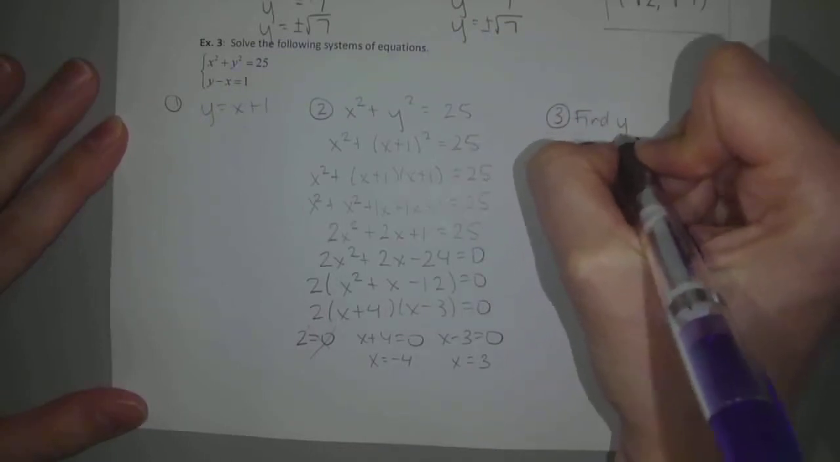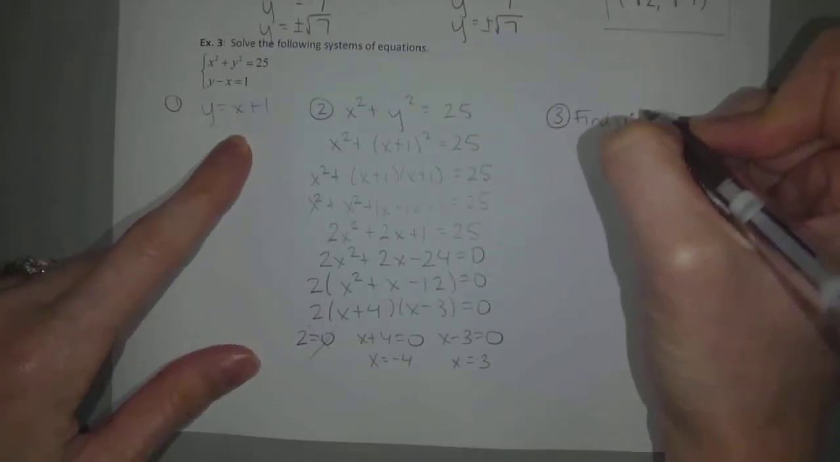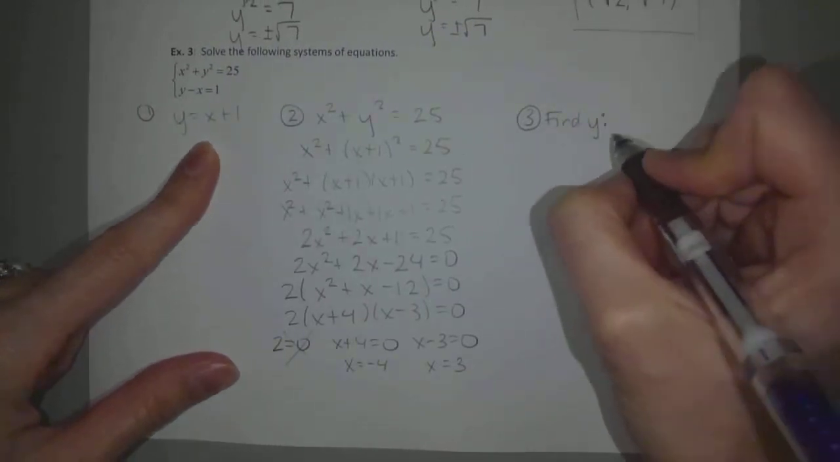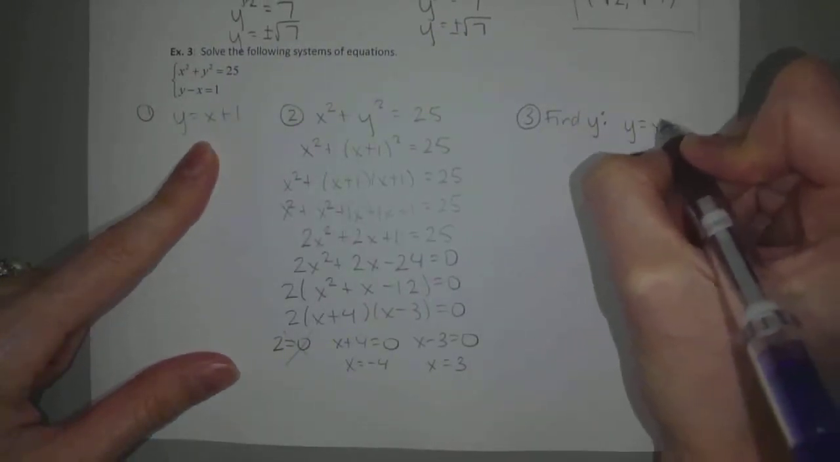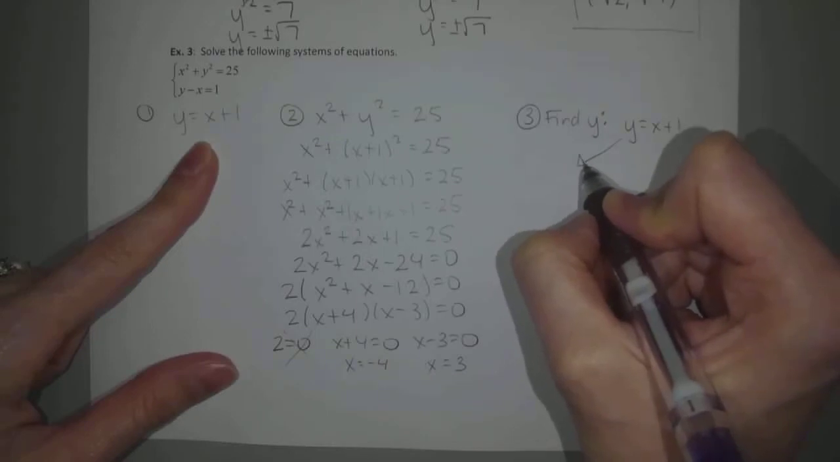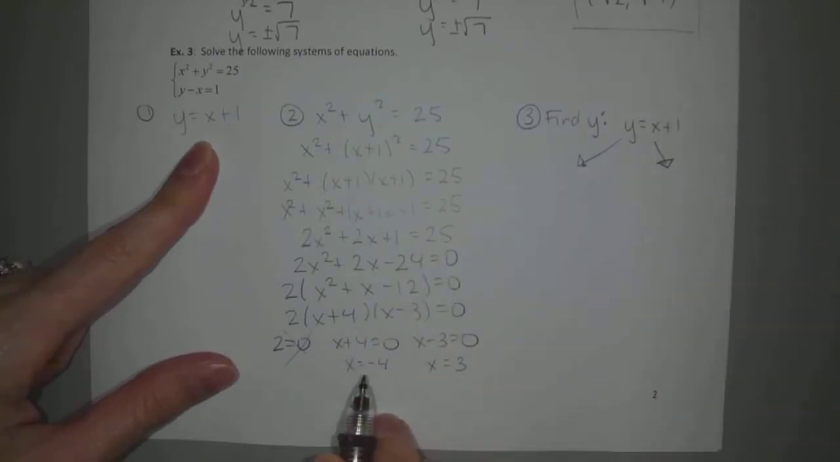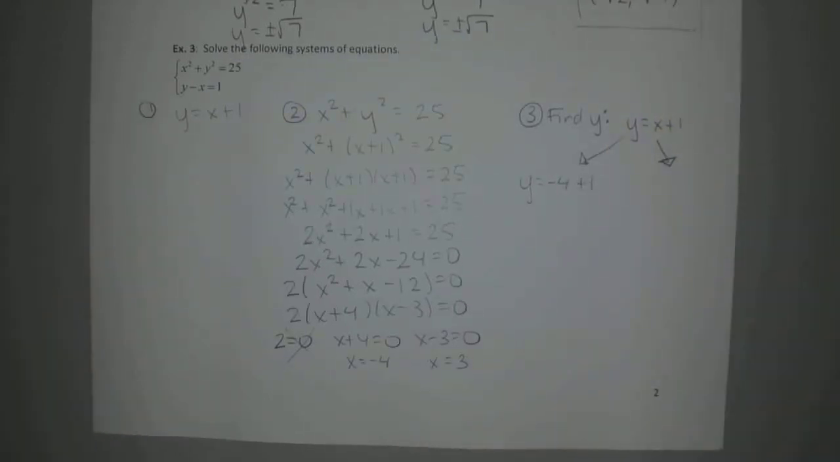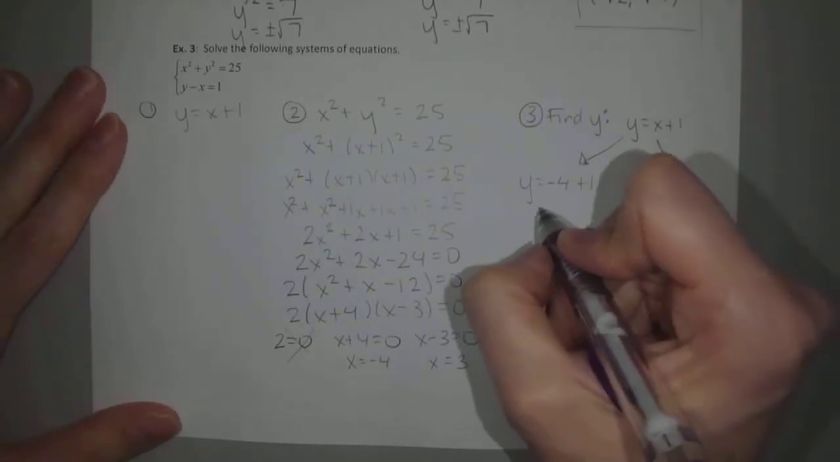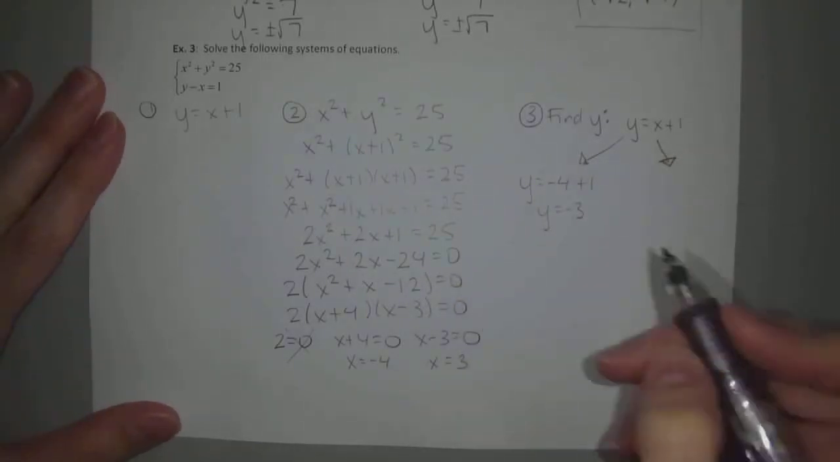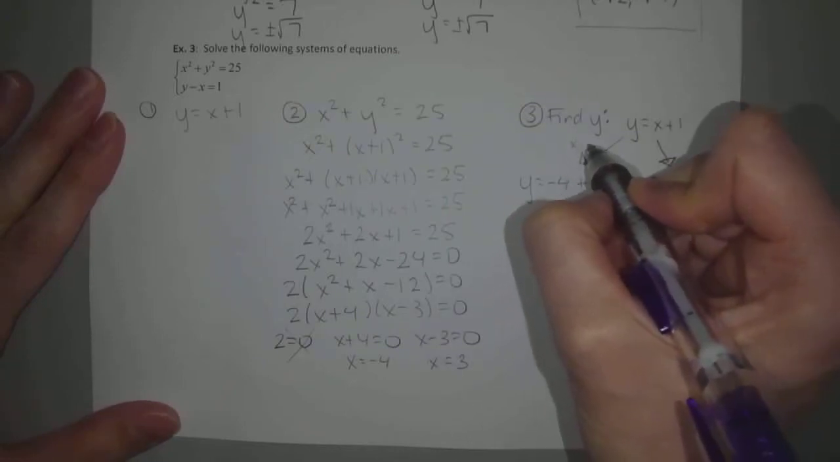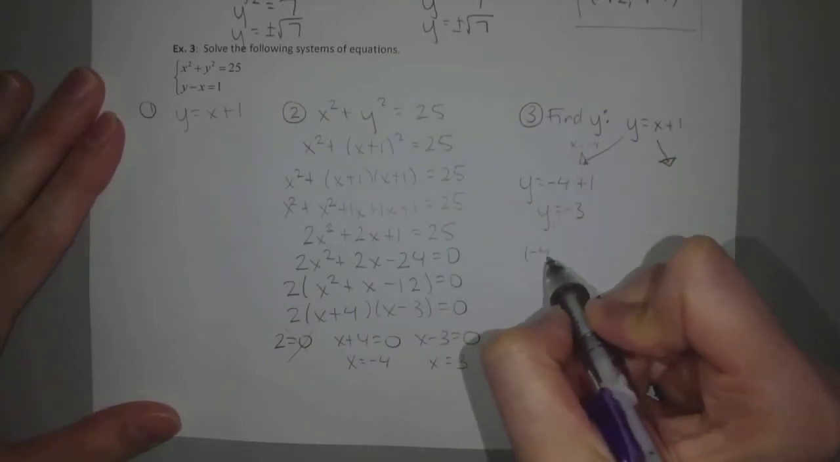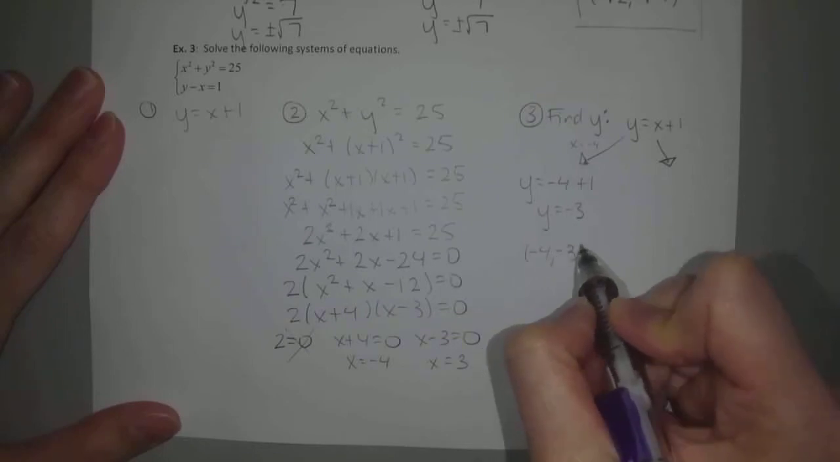Find y. How can we do it? Well, we already had them isolated right here, okay? So y is equal to x plus 1, but let's branch off. Let's use the negative 4 first. So y equals negative 4 plus 1. What's negative 4 plus 1? Negative 3. So y equals negative 3. So what's our ordered pair? Well, we put an x value of negative 4 first. So negative 4 is who we put in. What's the y value that came out?